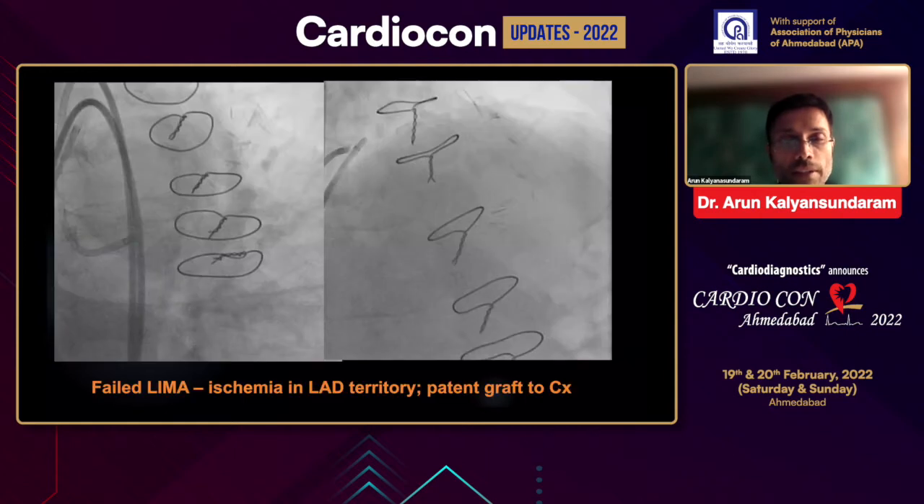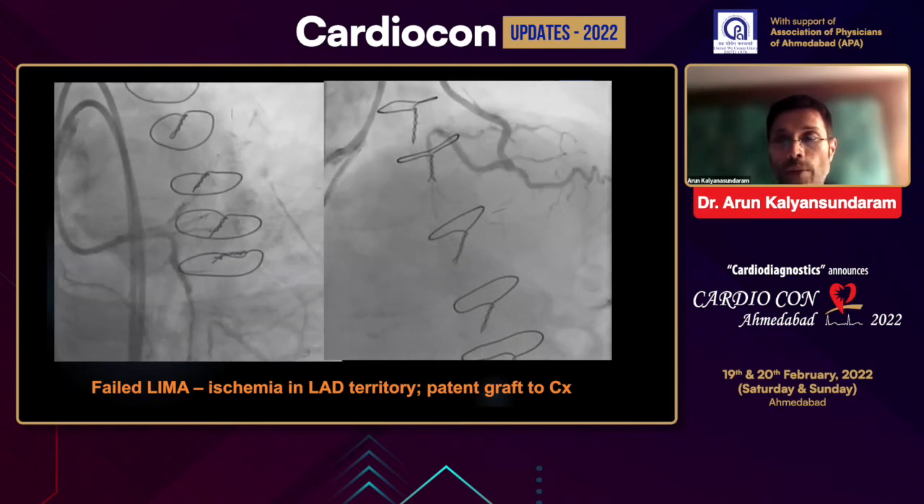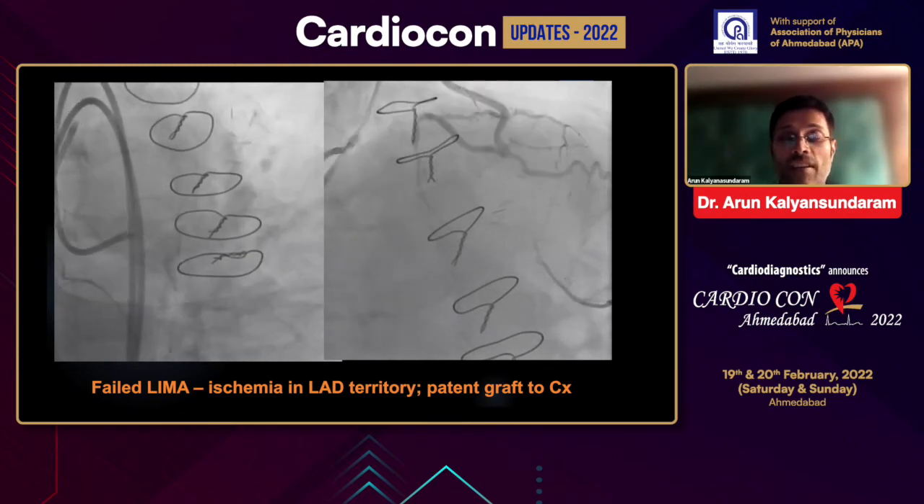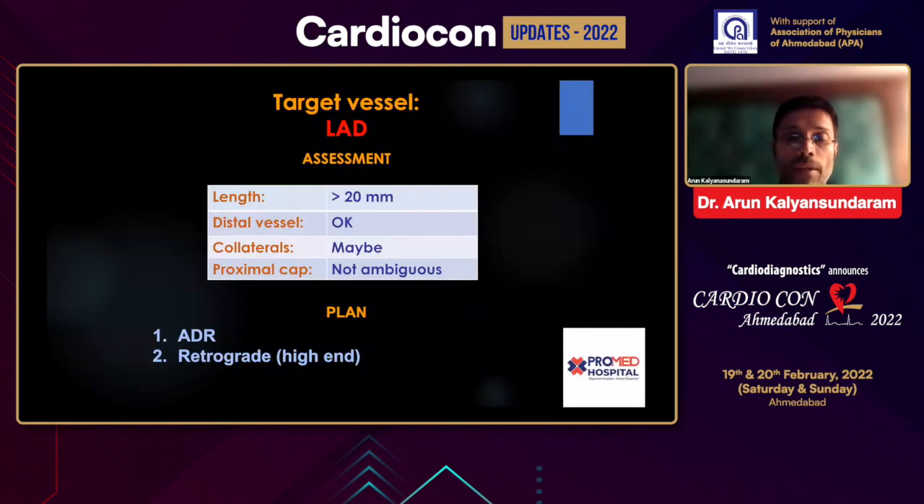Here is a case that I did a few years ago in Hyderabad with a fatal femur. There's ischemia in the LAD territory. There's a patent graft to the circ. The first way you avoid a complication is by not taking that epicardial collateral that goes through the graft to the OM. That would be really high risk. So the plan, given that it's a long lesion and the distal vessel is okay, the collateral is really iffy, and the proximal cap is discrete, the primary strategy is to do ADR.